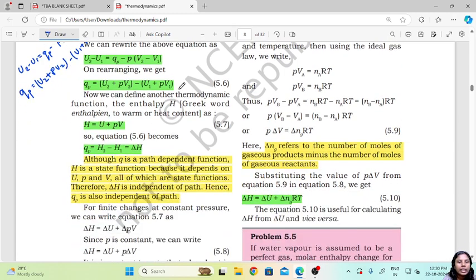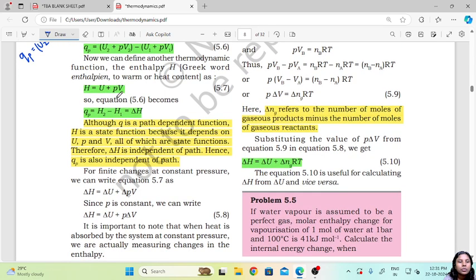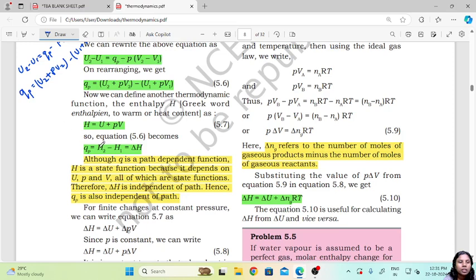Now we can define another thermodynamic function that is known as the enthalpy given by H, which tells us about the heat content. So enthalpy is given by the internal energy plus PV. Now if we look at equation 5.6 and try to rearrange it, it is the same as this one, correct? Only here we have substituted the initial and the final states.